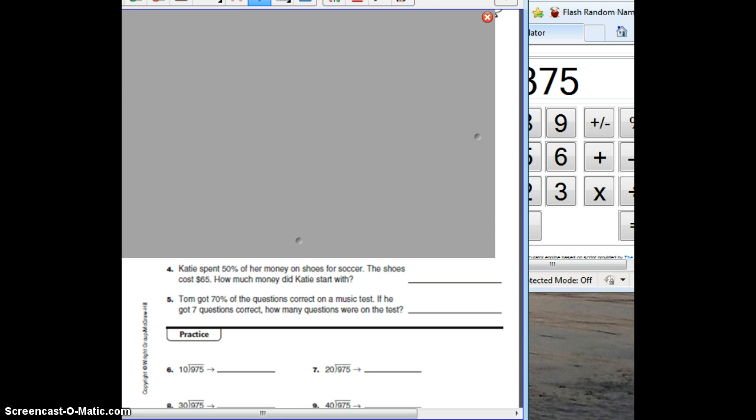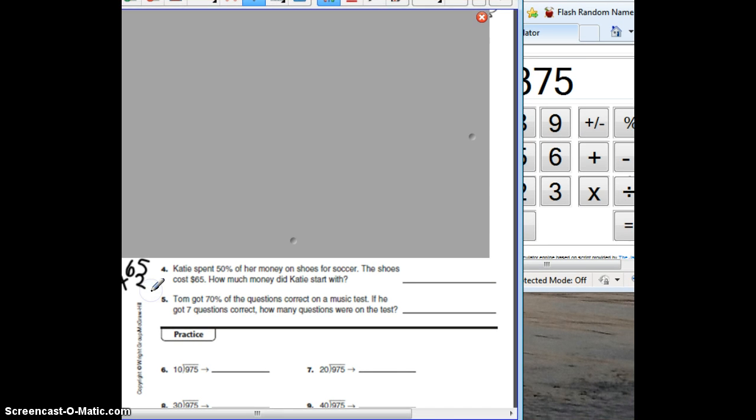Katie spent 50% of her money on shoes for soccer. The shoes cost $65. How much money did she start with? Well, logic tells us we need to double it because 50% is half. So if we're going to find out the opposite, then we need to multiply. So 65 plus 65, or 65 times 2, however you want to look at it, is 130.